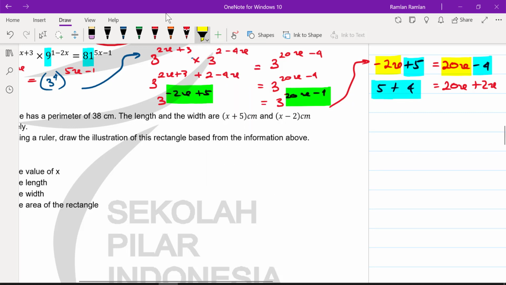Okay, now we only need to simplify, right? So the one on the left side and the one on the right side. 5 plus 4 equals 9, and 20x plus 2x is 22x. So which means that x is just equal to 9 over 22.